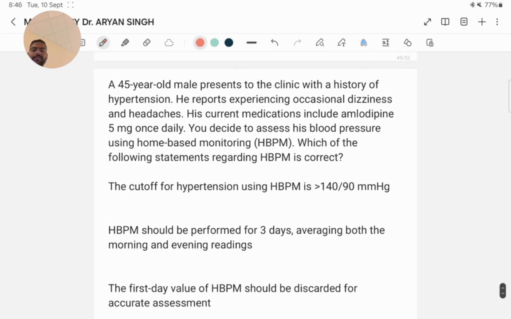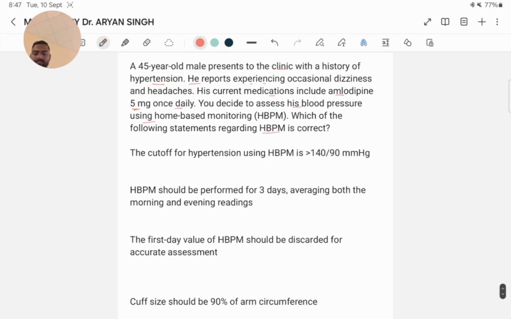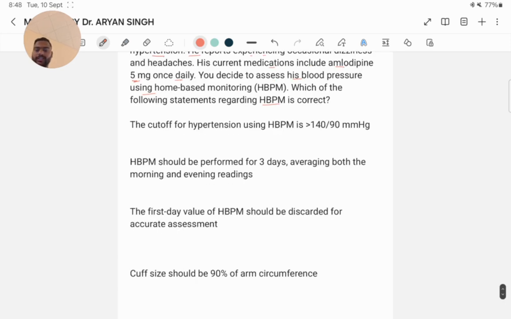A 45-year-old male presents to the clinic with a history of hypertension. He reported experiencing occasional dizziness and headaches. His current medication includes amlodipine 5 mg once daily. You decide to assess his blood pressure using home-based monitoring. Which of the following statements regarding HBPM is correct? Here the cutoff for hypertension using HBPM more than 140 by 90 mmHg, no. HBPM should be performed for 3 days averaging both the morning and evening readings, no. The first day value of HBPM should be discarded for accurate assessment, yes, the right answer.